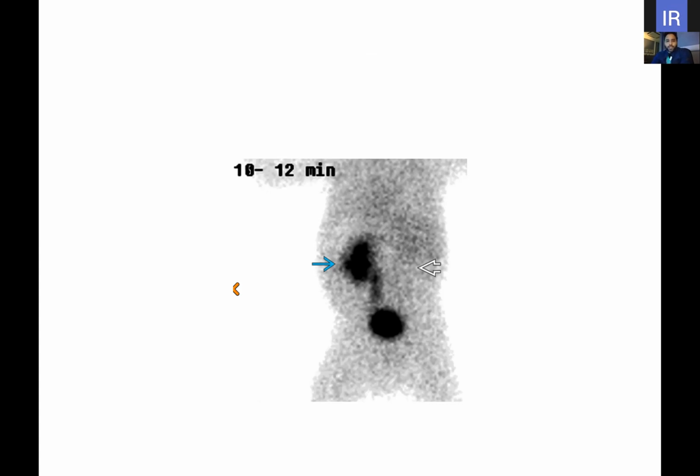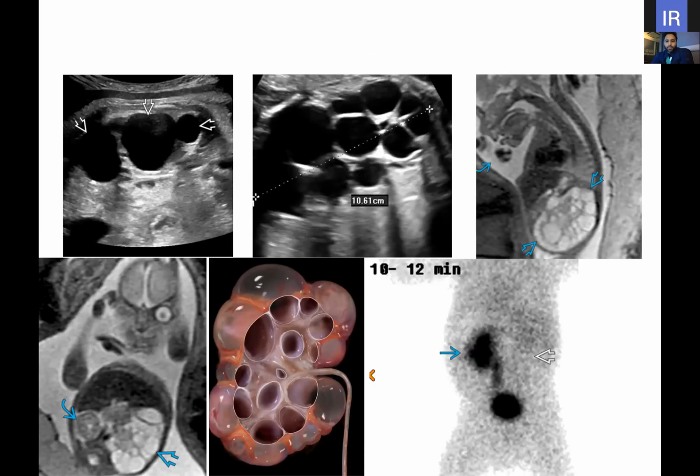So this is a specific type of study that we do in pediatric radiology. These are some of the combined images. You see the ultrasound scan, the MRI, and an animated image of the pathology here with multiple cysts, very little renal parenchyma, and a very abnormal looking MCUG. So if I could get you to mention what diagnosis this is, if you were to type in the chat box.